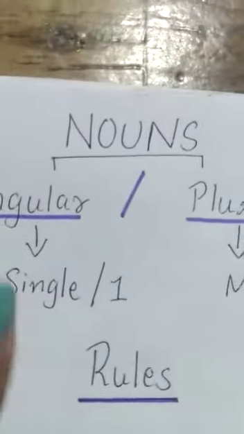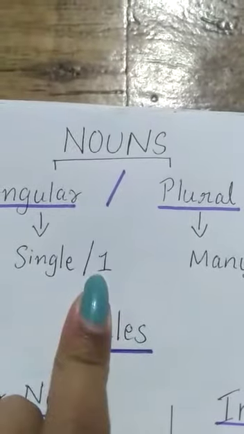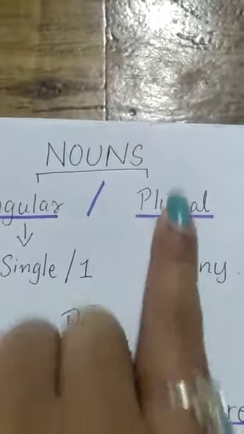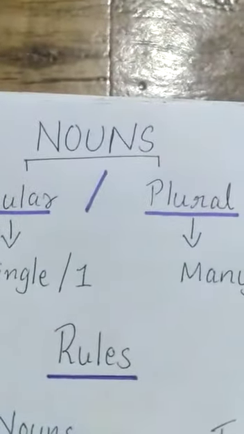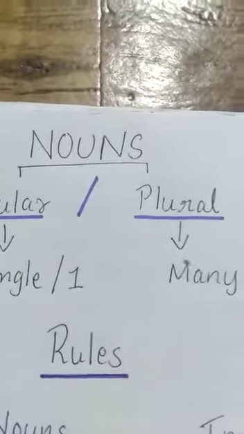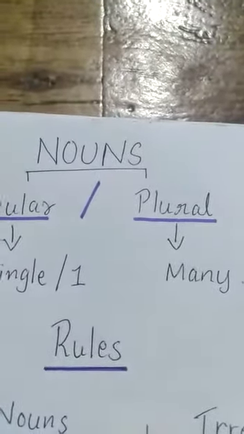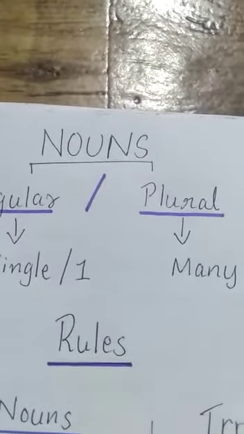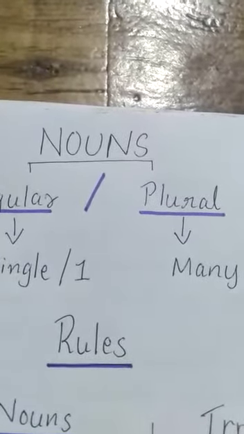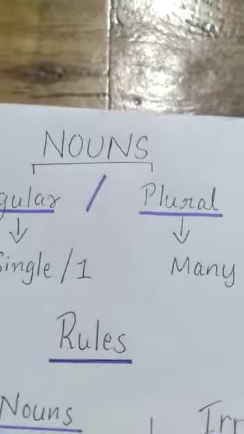Singular has been derived from the word single, which means one, and the opposite of one or single is many, so plural means many. Whenever I ask people how do you convert a singular noun into plural, they simply say we just have to add s, but it is not true, because not in all the cases we just add s. Sometimes we have to add es, sometimes ies, and it depends upon the situation.